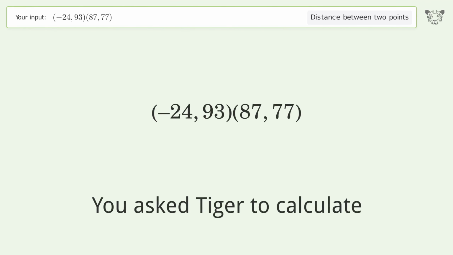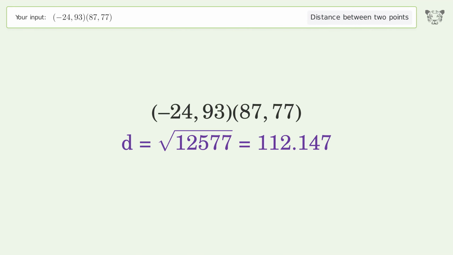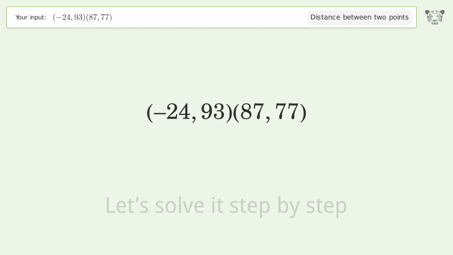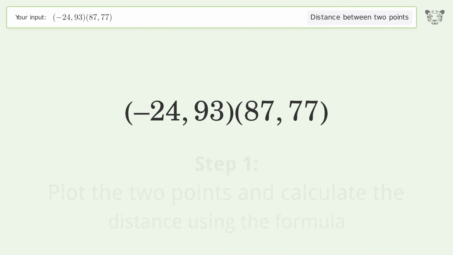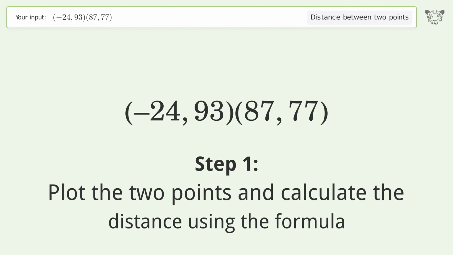You ask Tiger to calculate. This deals with the distance between 2 points. The distance between the 2 points is the square root of 12,577 or 112.147. Let's solve it step by step. Plot the 2 points and calculate the distance using the formula.